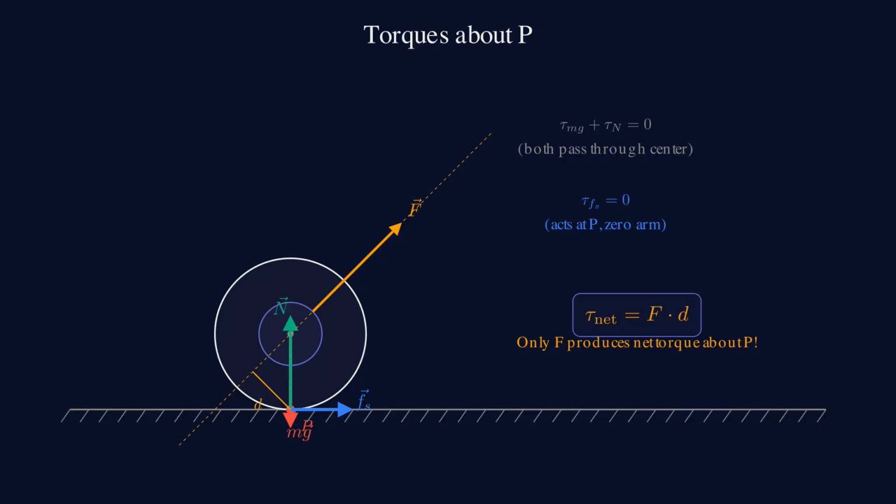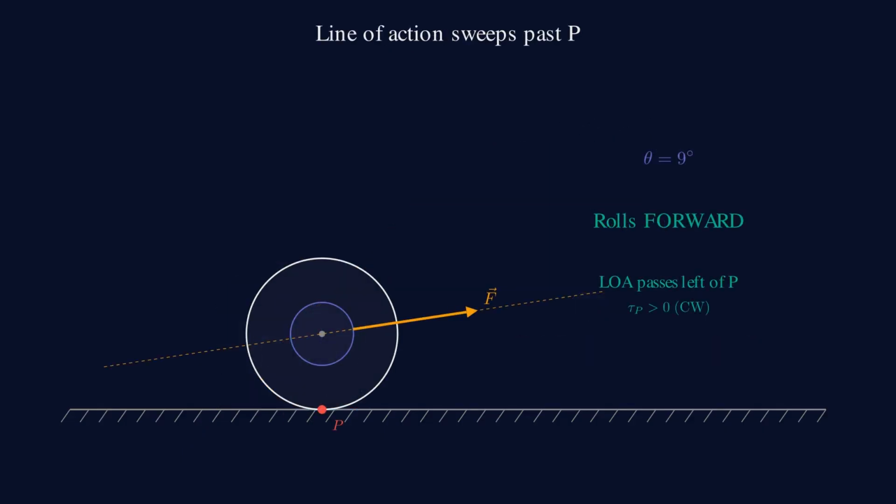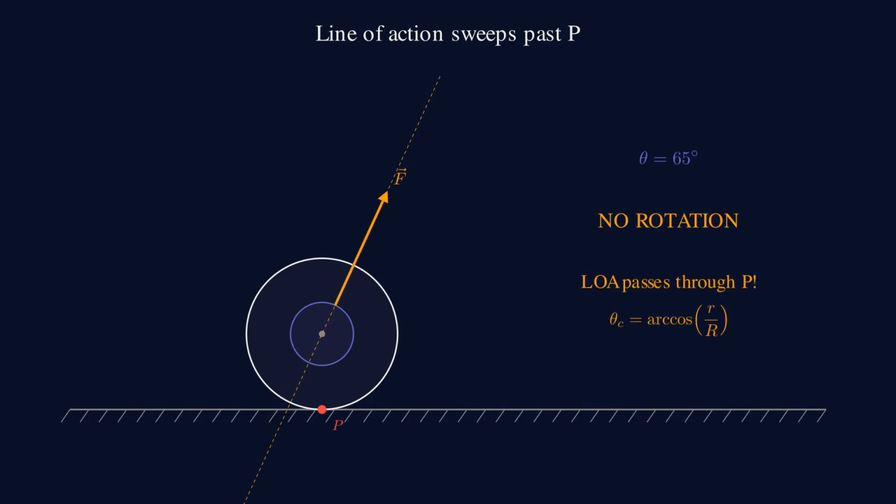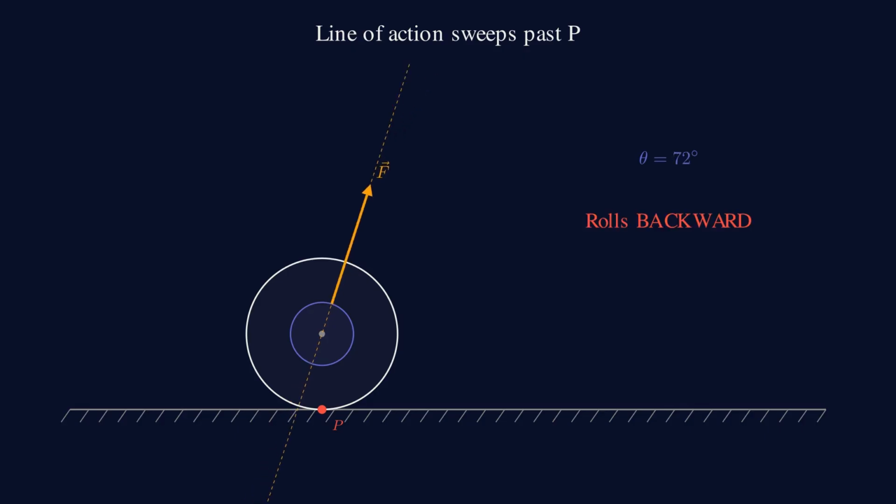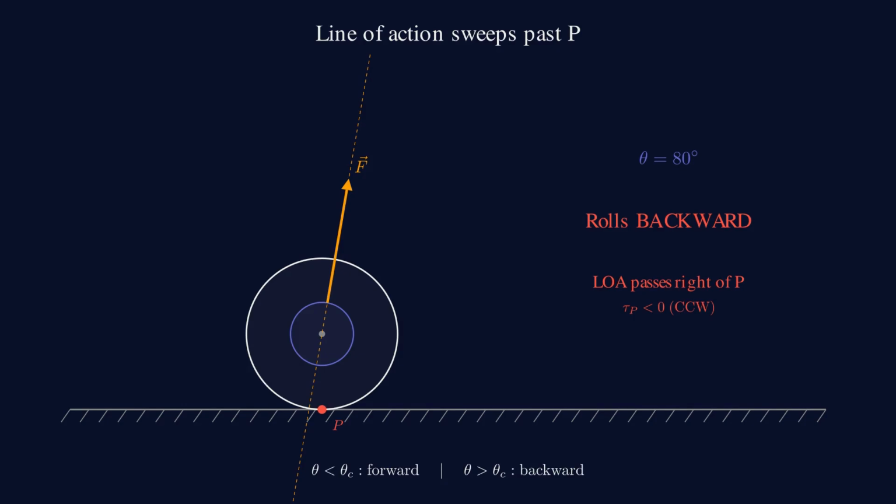Watch the line of action of the pulling force as we change the angle. At a low angle, the line passes to the left of the contact point. The torque about P is clockwise, and the reel rolls forward toward the pull. Now increase the angle. At some critical moment, the line of action passes exactly through the contact point. 0 torque, no rolling at all. Go beyond that angle, and the line passes to the right of P. The torque flips to counterclockwise, and the reel rolls backward.